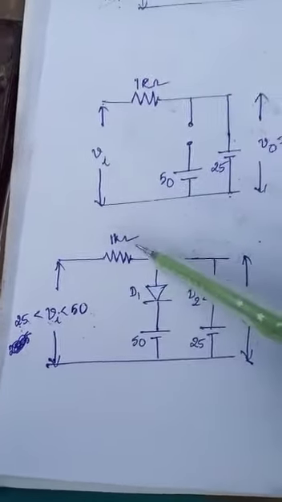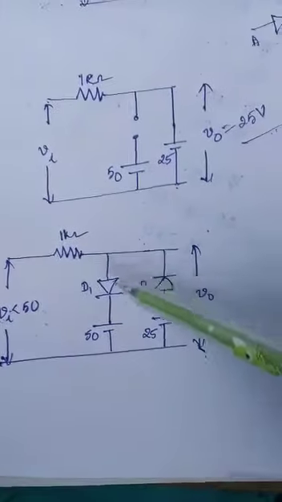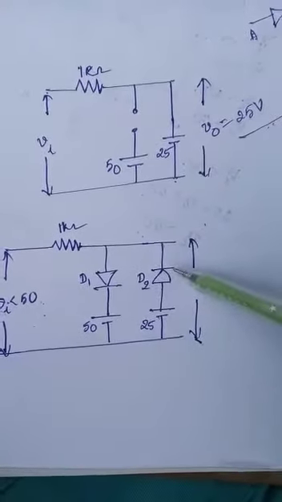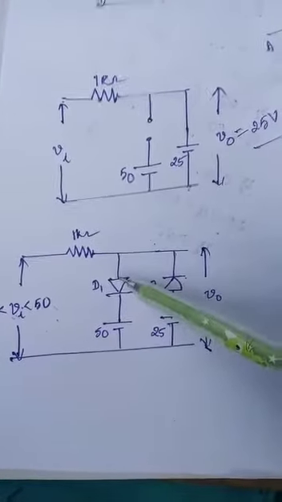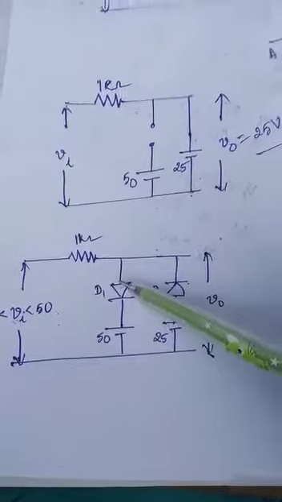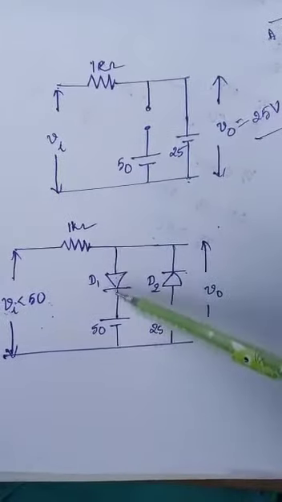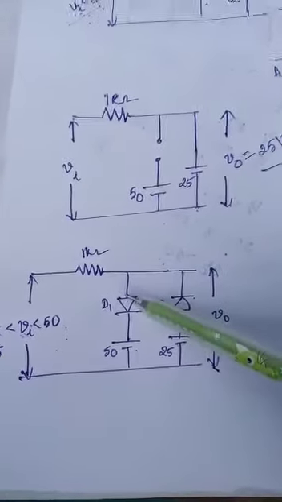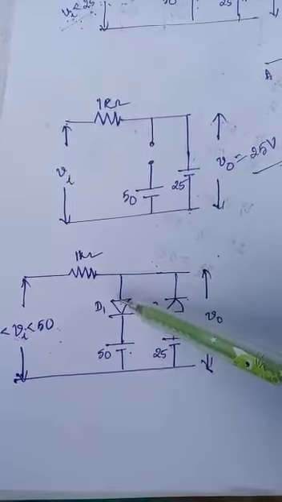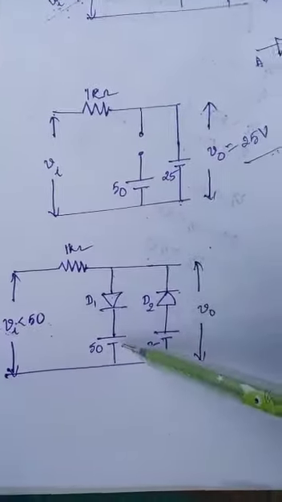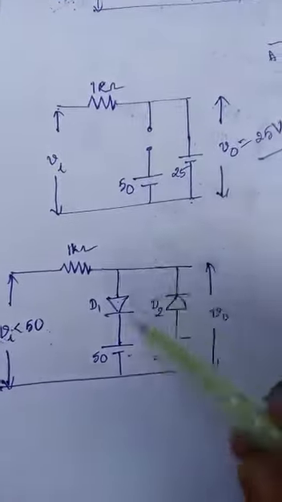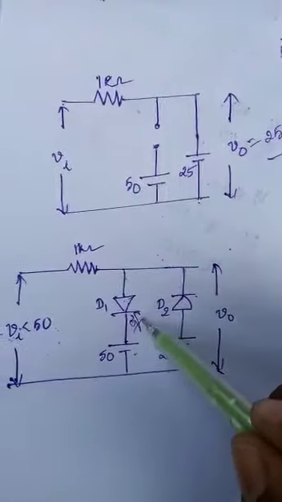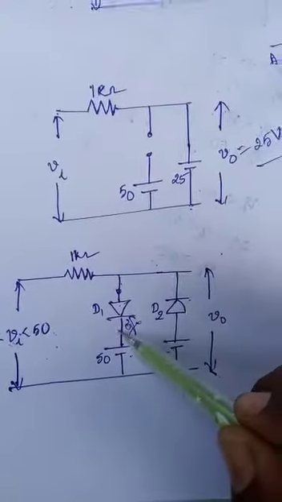Now that voltage is connected through the resistor to the anode of D1, whereas the cathode of D2. Now what is the voltage? This voltage is in between 25 and 50. Now the cathode voltage of D1 is at 50 volts, such that the anode voltage is less when compared to the cathode voltage, such that diode D1 is in off condition. So once it is in off condition, it is acting as an open circuit.